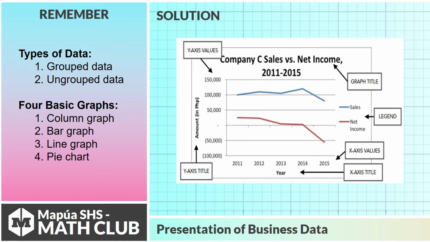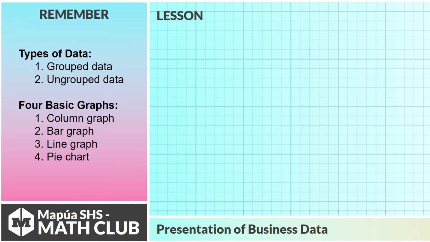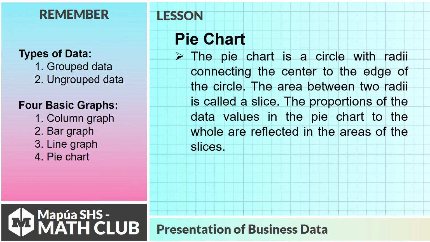And lastly, we have the pie chart. It is a circle with radii connecting the center to the edge of the circle. The area between two radii is called a slice. The proportions of the data values in the pie chart to the whole are reflected in the areas of the slice.